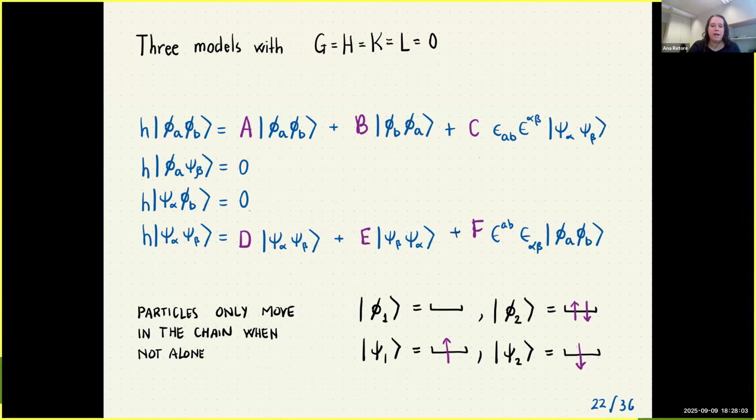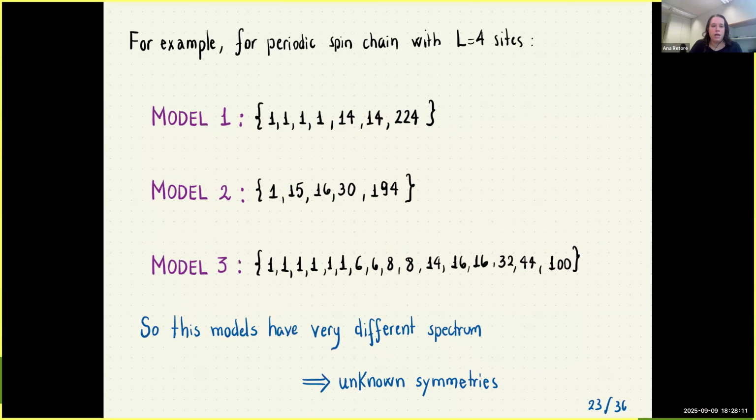So if they are in pairs, then they can move. But if a particle is alone, it just stays there. And if you compute, for example, the periodic spin chain for 4 sites for these 3 models, these are the degeneracies you find. So the models look very different from each other.